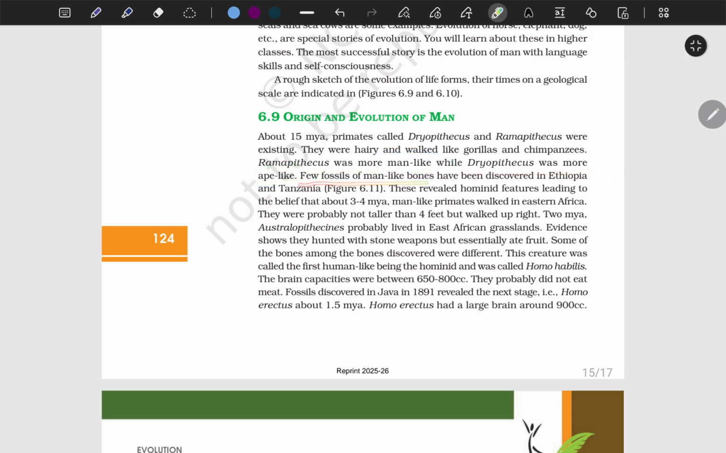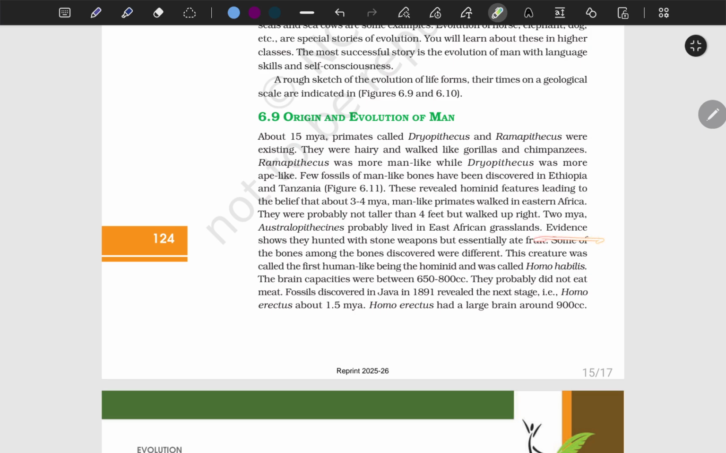Few fossils of man-like bones have been discovered in Ethiopia and Tanzania. These revealed hominid features, leading to the belief that about 3 to 4 million years ago, man-like primates walked in East Africa. They were probably not taller than 4 feet but walked upright. 2 million years ago, Australopithecines probably lived in East African grasslands.